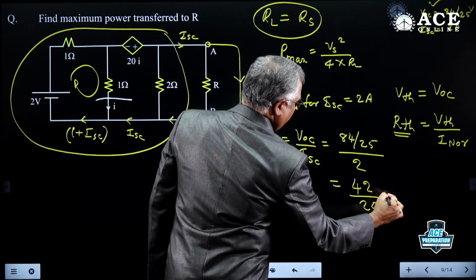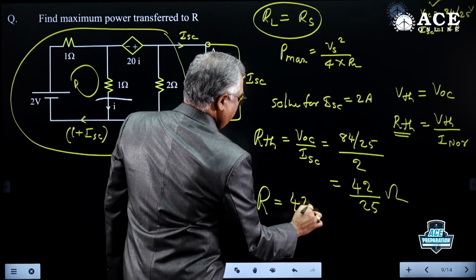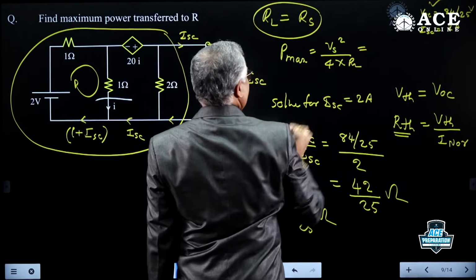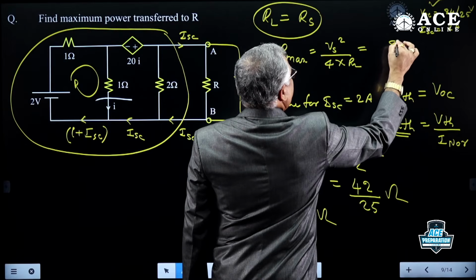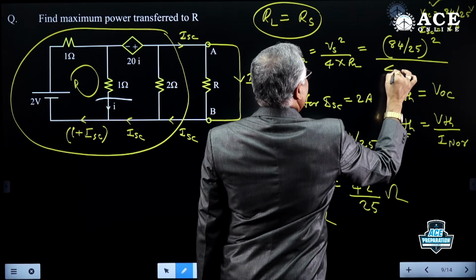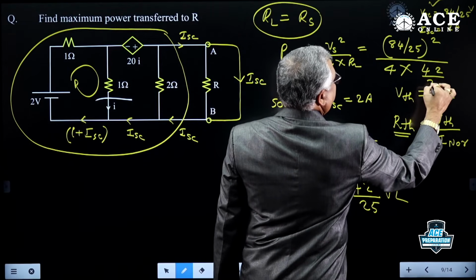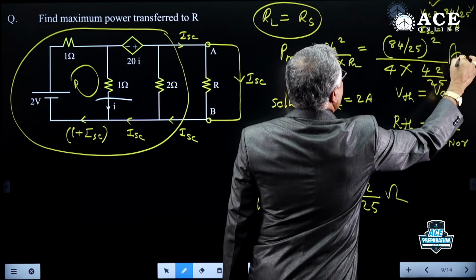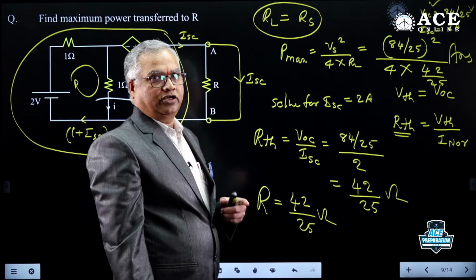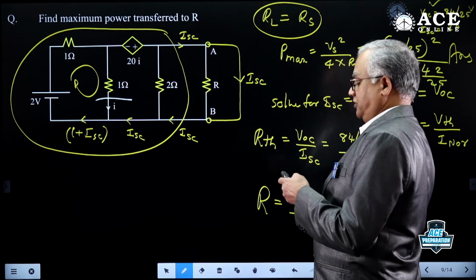When R Thevenin is 42 by 25, what is the resistance R using the maximum power transfer theorem? 42 by 25. Substitute here. Vs is nothing but V Thevenin, that is 84 by 25 squared, divided by 4 into RL. RL is 42 by 25. So simplify and you will get the answer like this. Maximum power transfer is important because indirectly they also test Thevenin's theorem. So this is one problem I am solving in this theorem.